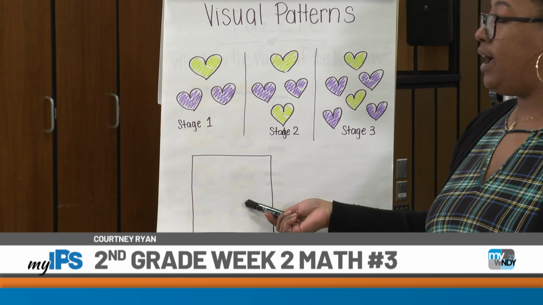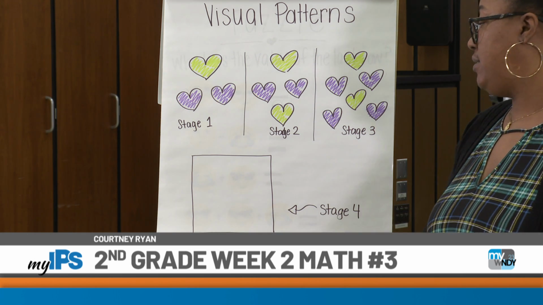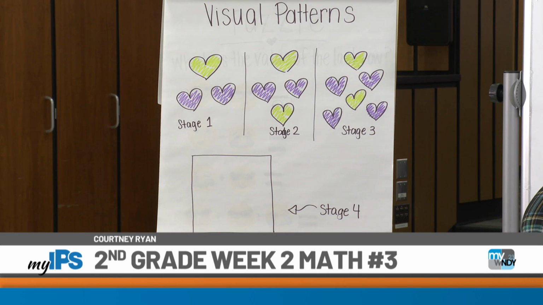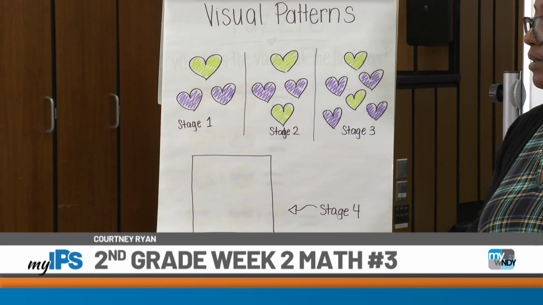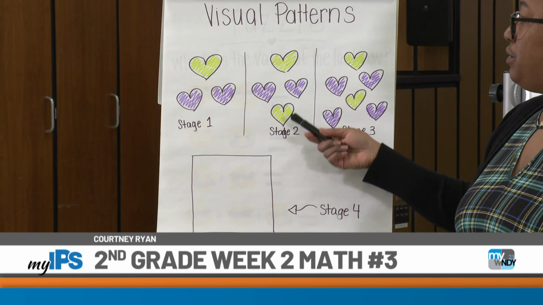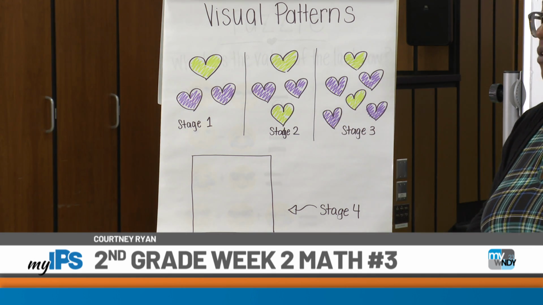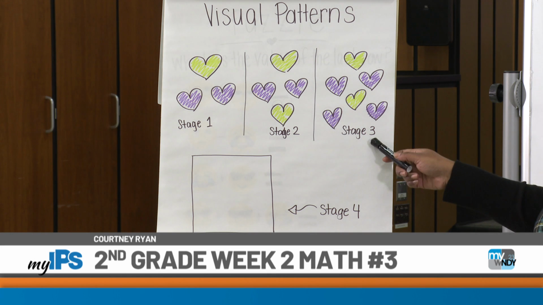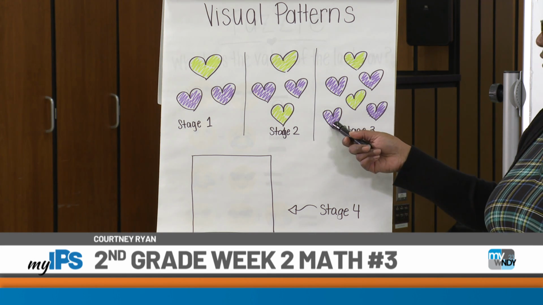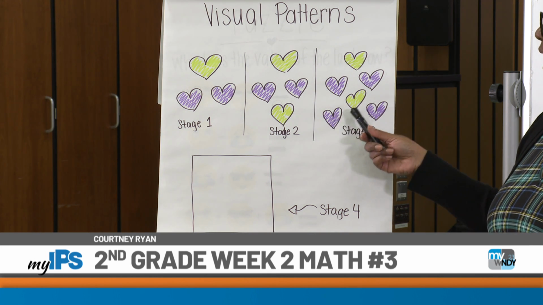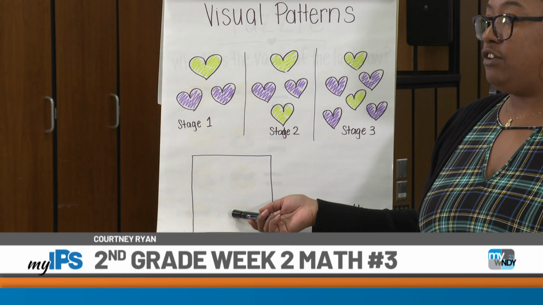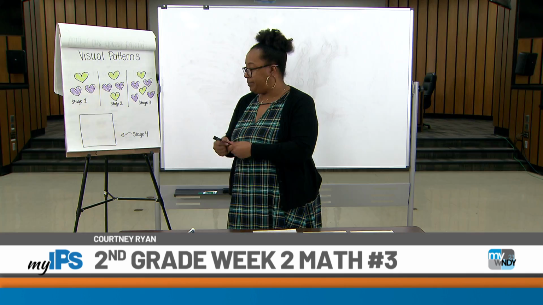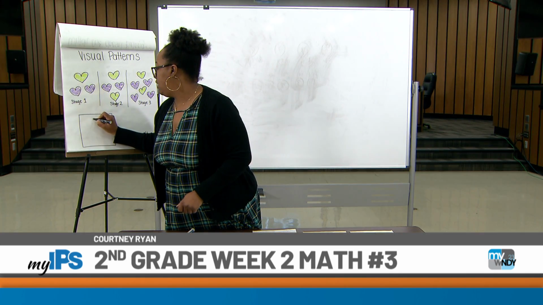That helps me when I have to draw my own pattern on stage 4. So in stage 1, I have 1 green heart and 2 purple hearts below it. In stage 2, I've added another green heart. On stage 3, I've changed the pattern again by adding 2 additional purple hearts. So your job is to think about, what will stage 4's pattern look like? I'm going to go ahead and draw.